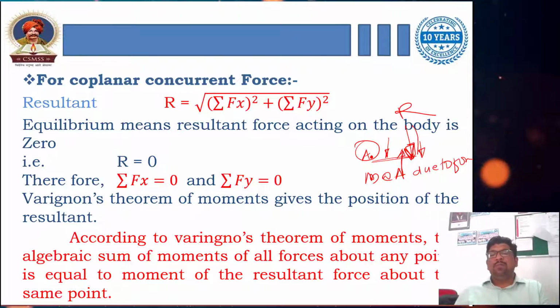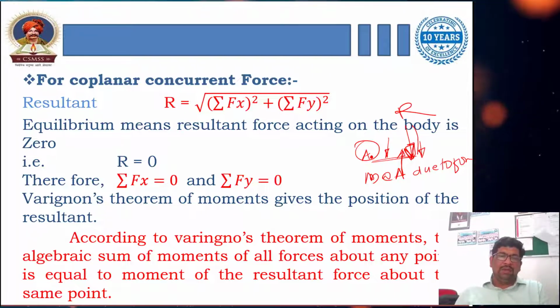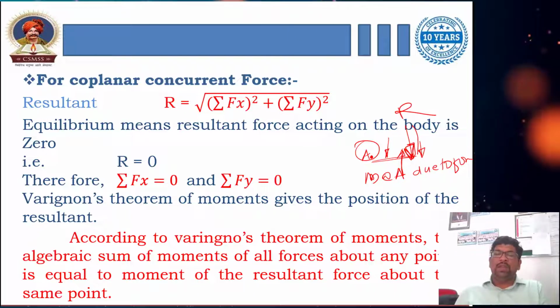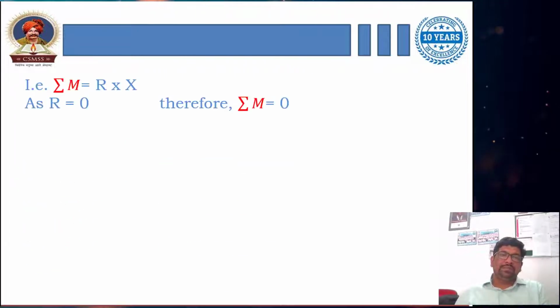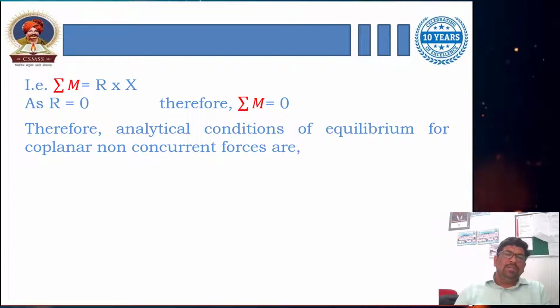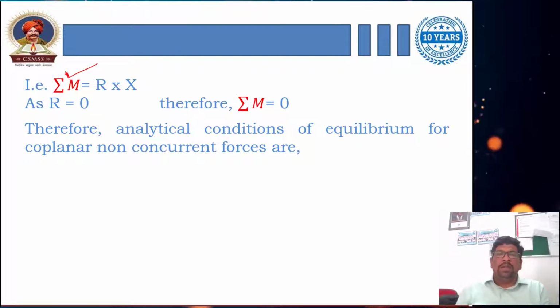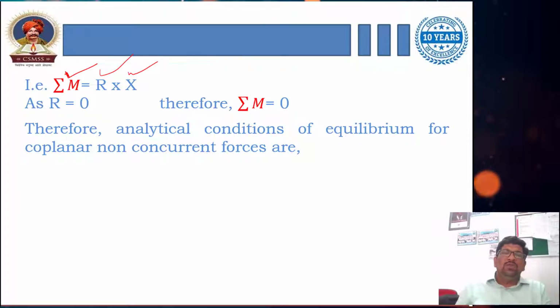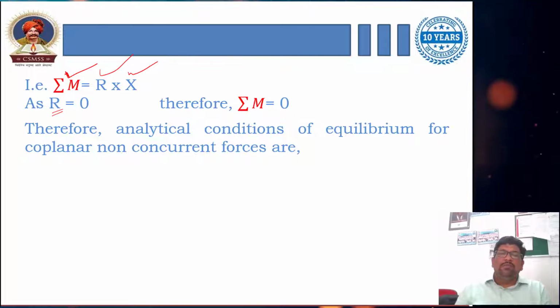According to Varignon's theorem of moments, the algebraic sum of the moments of all forces about any point, whatever point you are considering, will be equal to the moment of the resultant force about that same point. And that's why we can say that the summation of moment can be calculated as the resultant force into distance x. But as we know, in equilibrium the resultant is equal to what? It will be equal to 0.